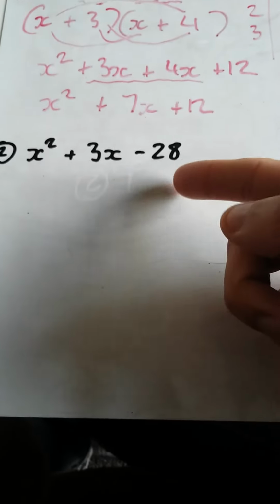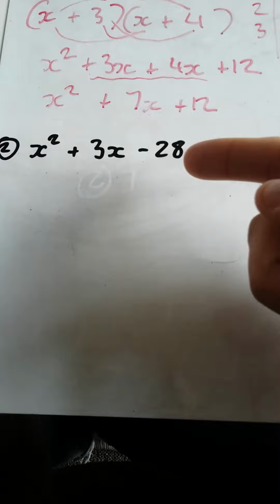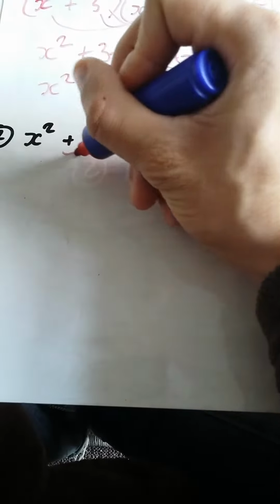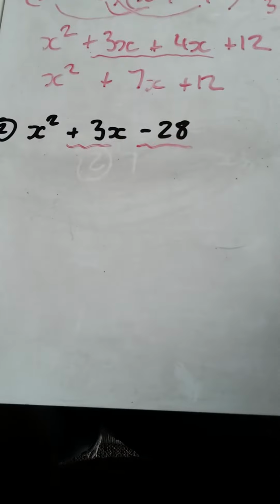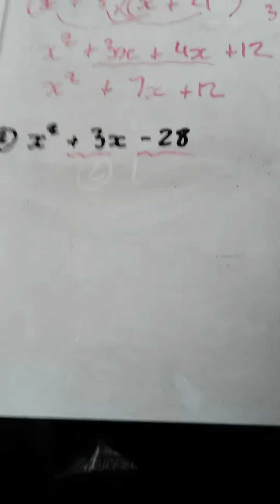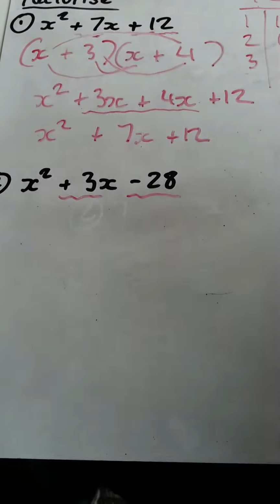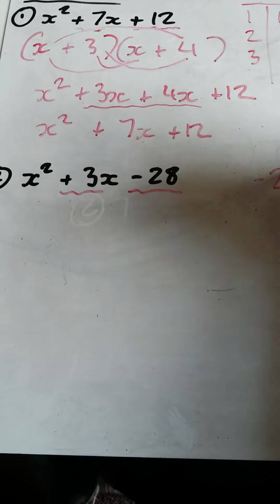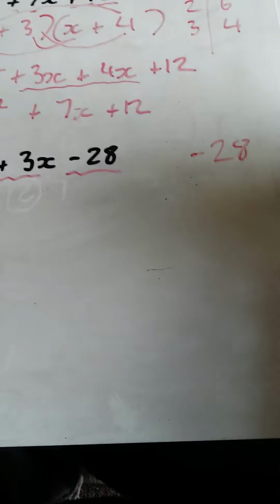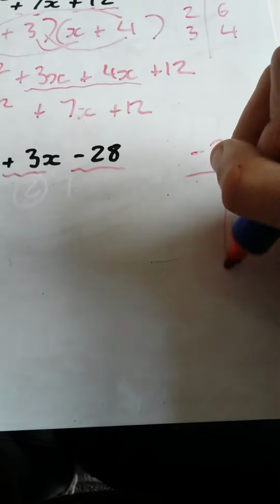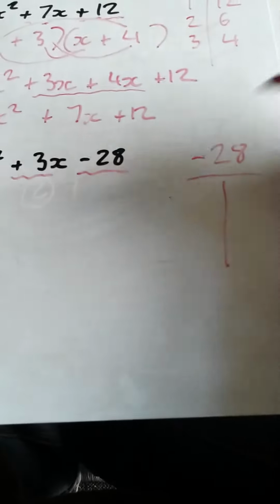Okay, slightly different example this time. We've got a negative value, negative 28, and we've got a positive coefficient of x. So this time, instead of listing factors of 28, we're actually going to list factors of negative 28.